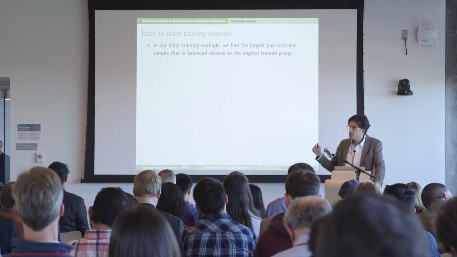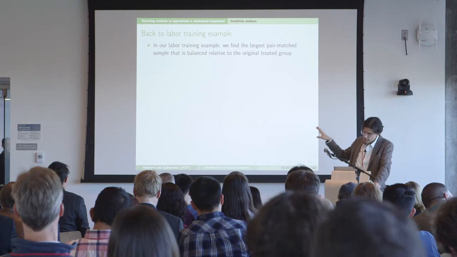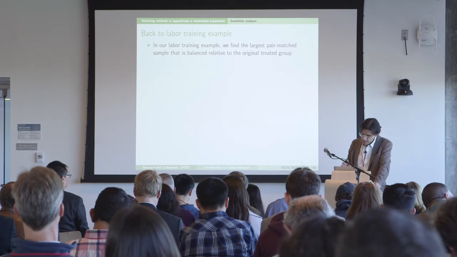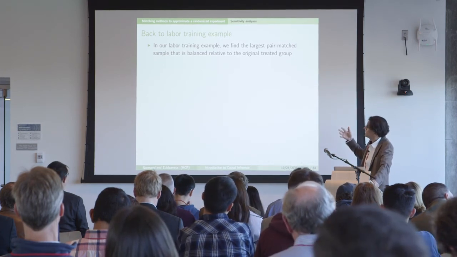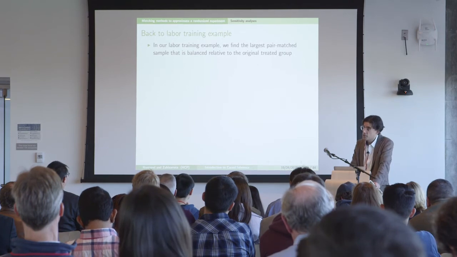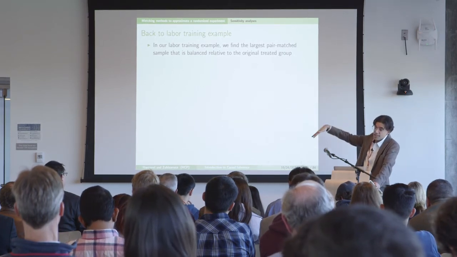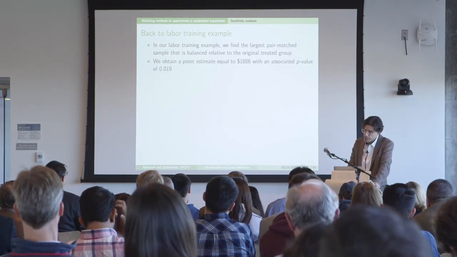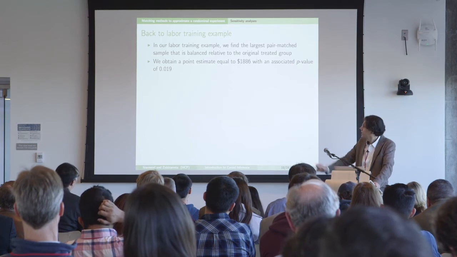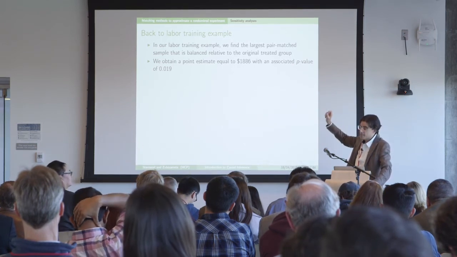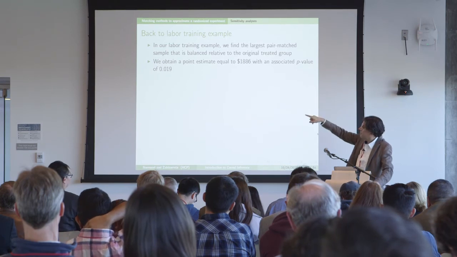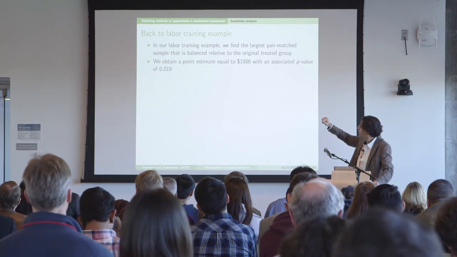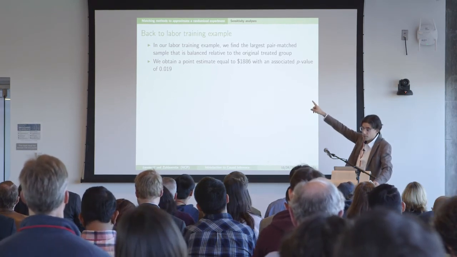Let me show you this in the context of the labor training example. I also have code for this that I will share with you. But in our labor training example, we find the largest pair match sample that is balanced relative to the original treatment group. I showed you balance, and balance looked okay, right? Then we look at the outcomes. What is the point estimate that we obtain? It's $1,886, which is significant at the 5% level. So labor training increased the earnings of people in the treatment group by that amount.